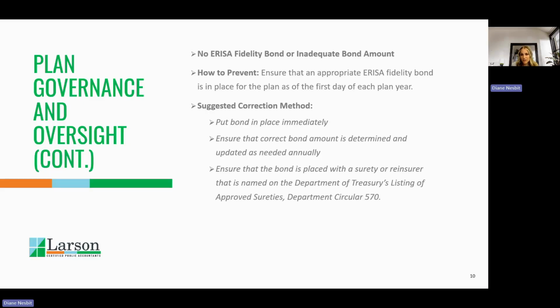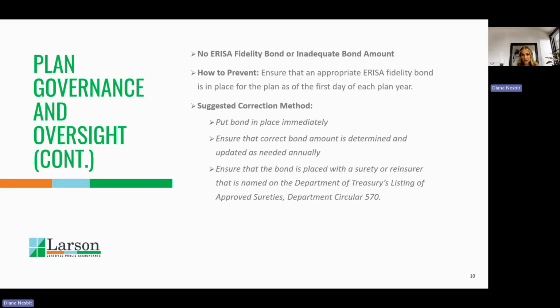Ensure that the bond is placed with a surety or reinsurer that is named on the Department of Treasury's listing of approved sureties, and these are listed in the Department Circular 570. Sometimes plan sponsors, plan administrators will get confused and think that officers' errors and omissions insurance will cover this ERISA fidelity bond requirement. It does not.